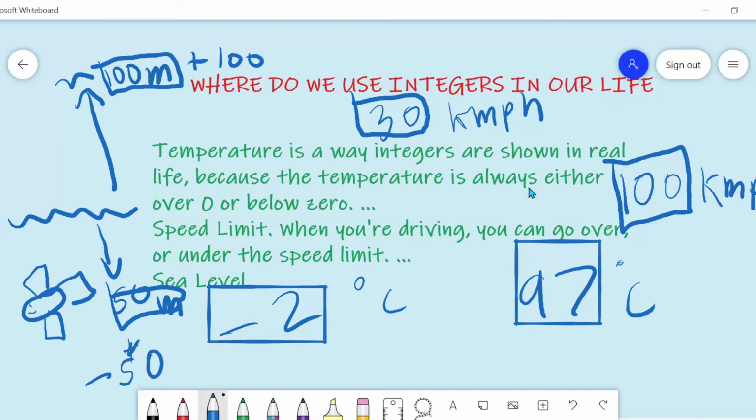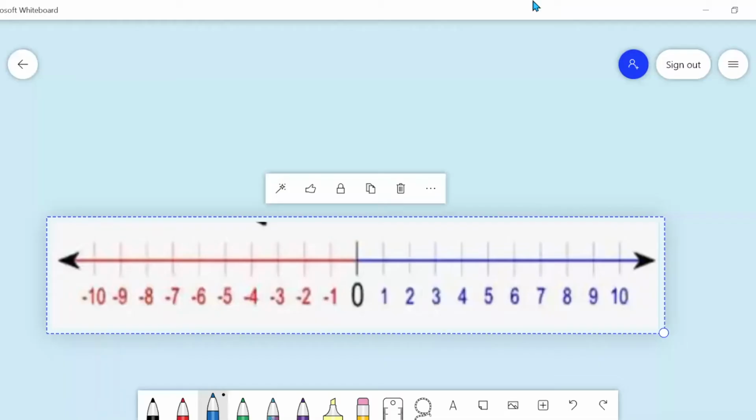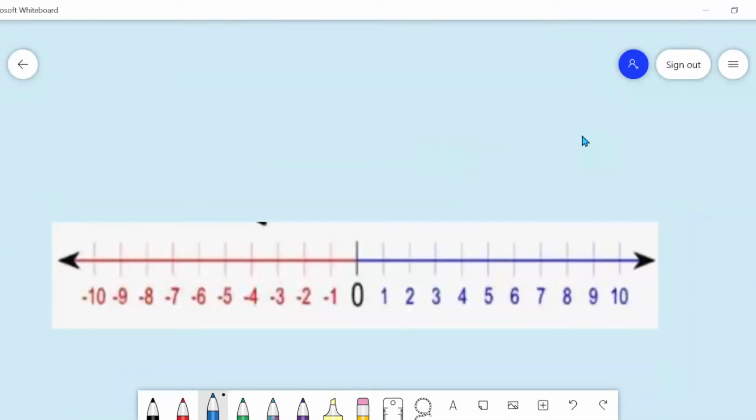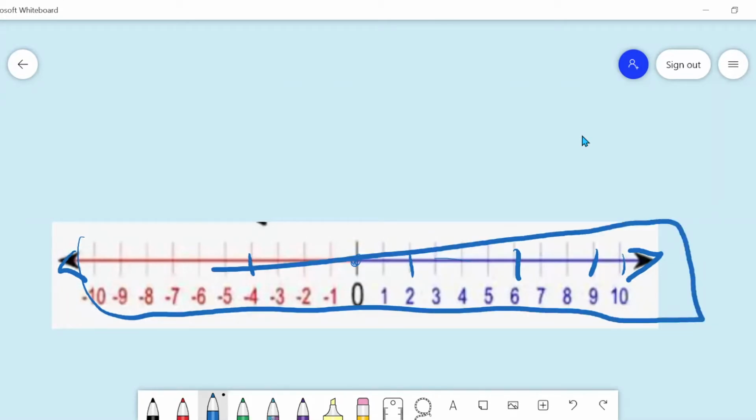Okay, so now let me tell you about the number line. What is a number line? A number line is a line on which numbers are placed. It has 0 and two arrows at both ends, and it has integers on it. You can say integers are on this number line, like -4 is an integer, 6 is, 2 is, 9 is, 10 is. All the numbers on this are integers. And this number line can extend on the right side or the left side.